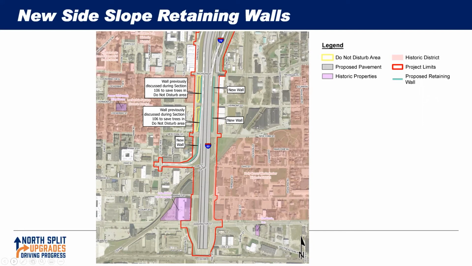These are side slope retaining walls. 2 of these areas that are mentioned with a lot more words there were previously discussed as likely to require retaining walls so that we could avoid those do not disturb areas that Kia talked about earlier. There were some previously planted, neighborhood planted plants or trees there. These walls were required to avoid impacting those trees. So really what we're talking about here is on the other side of the highway, on the east side, and then the one on the south side, the south end of the project here.